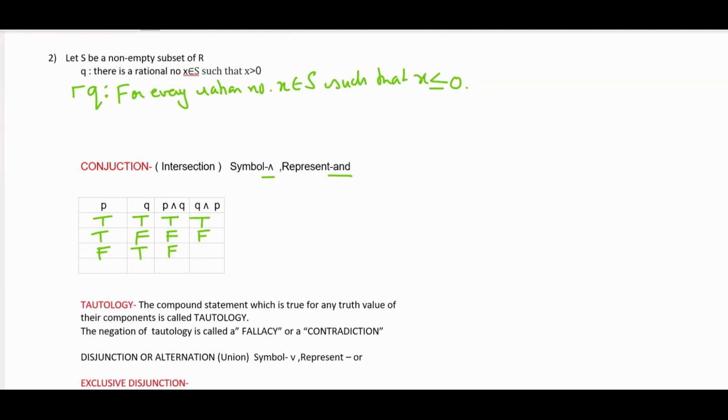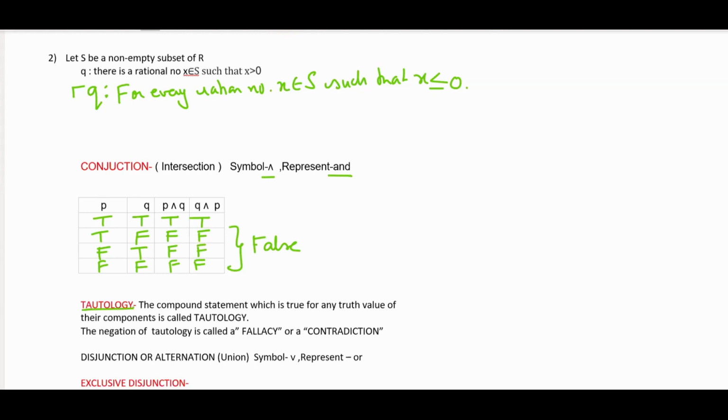True intersection f is again false, f intersection f is false, f intersection is f is false. So in this table false dominates. Okay, now what next is written here, tautology.